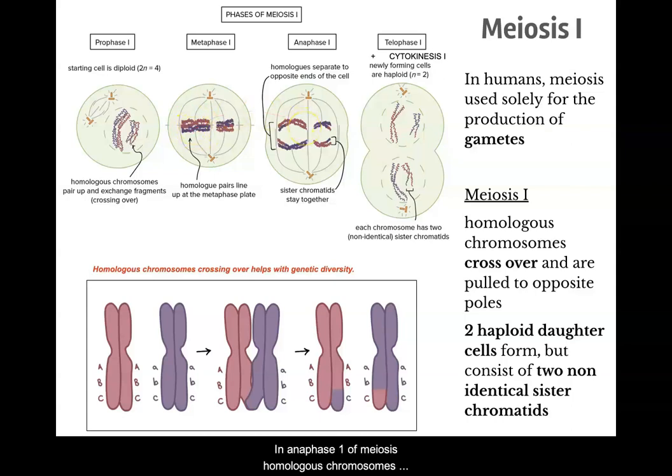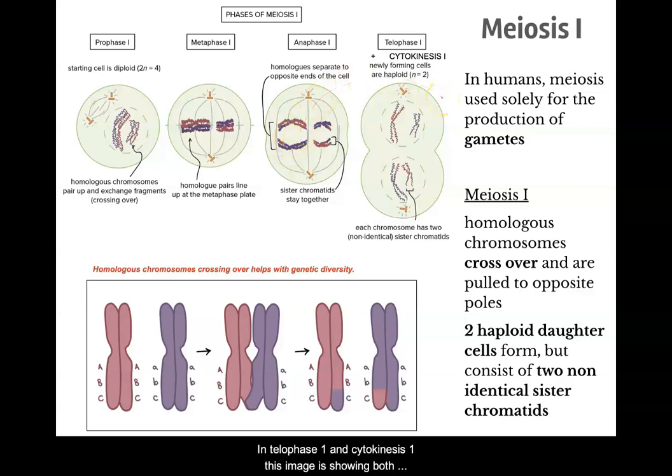In anaphase I of meiosis, homologous chromosomes separate. There's the spindle apparatus attaching to the centromeres of the chromosomes, and I can see that the sister chromatids have not separated. They stay intact, but the pairs, the homologous chromosomes, are now migrating to opposite poles. That occurs during anaphase I.